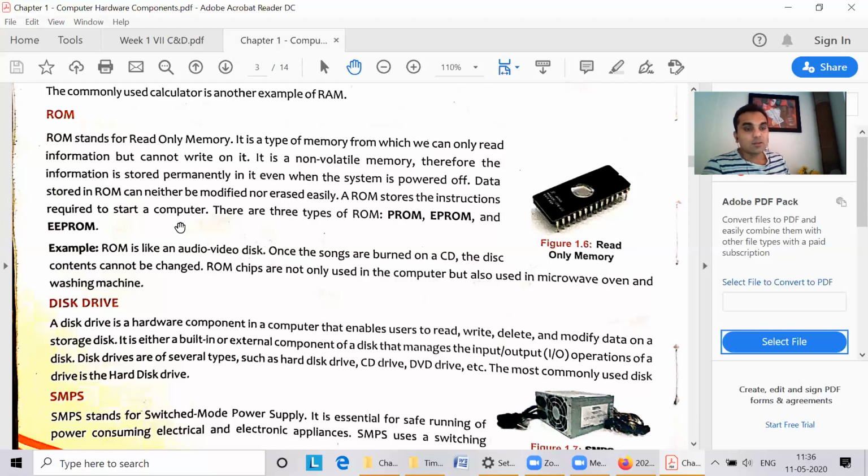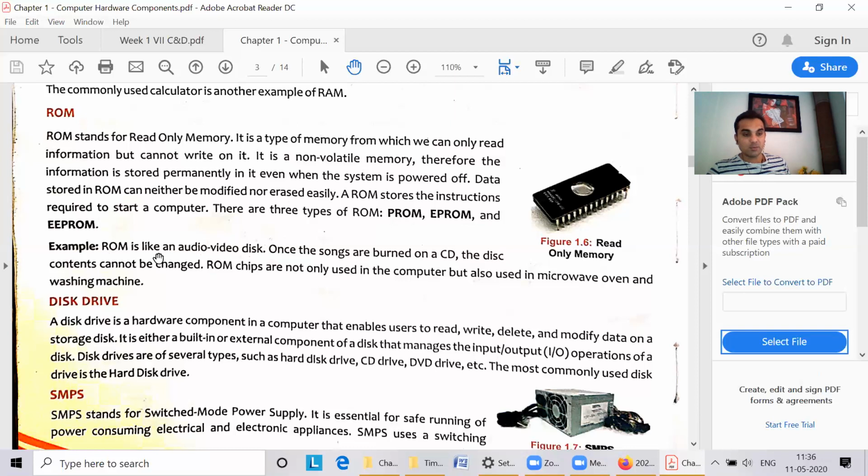Okay, so for example, ROM is like an audio video disk. Once the songs are burned on a CD, the disk contents cannot be changed. ROM chips are not only used in a computer but also in a microwave oven and washing machine. See the application of this ROM. Okay, so there are three types of ROM: PROM, EPROM, and EEPROM.